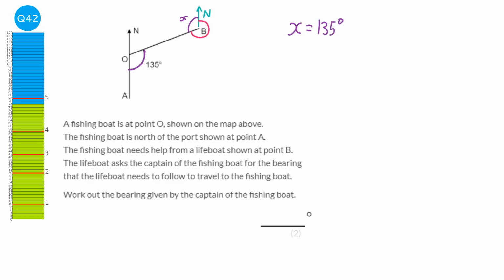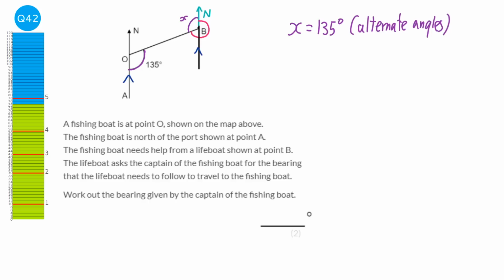And the reason for that is, and I'm just going to extend the north line down, we have a set of parallel lines here, and we have a set of Z angles, which we know is alternate angles. So the reason for that is it's alternate angles. And always show the reasons to the examiner.